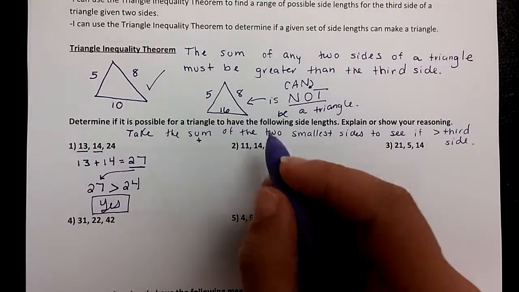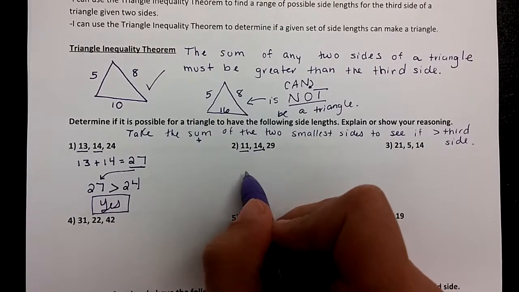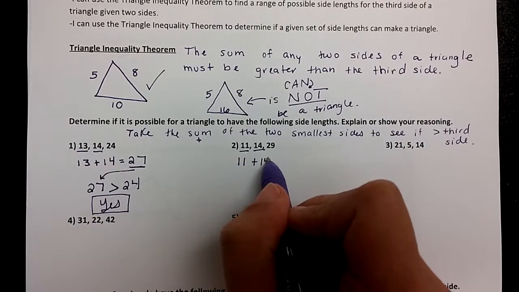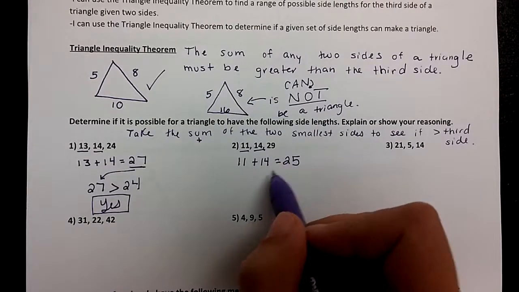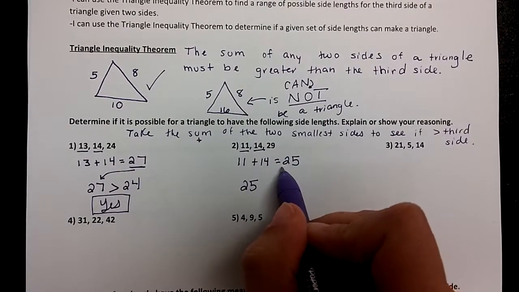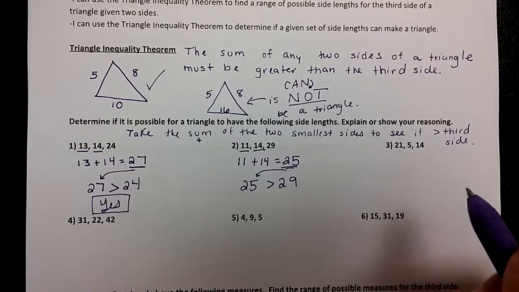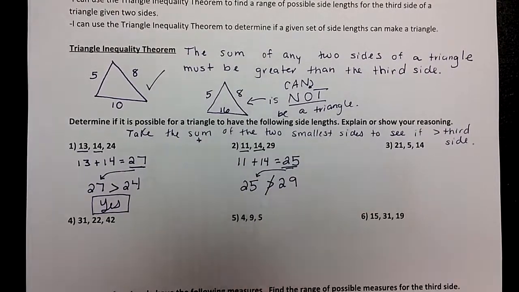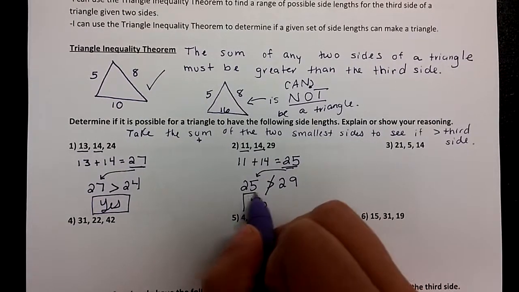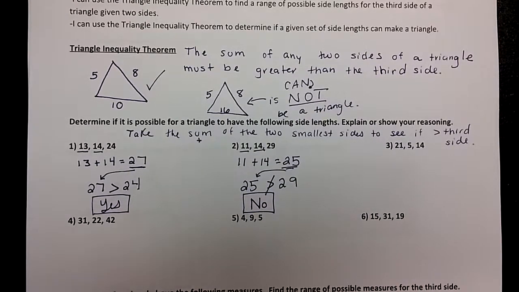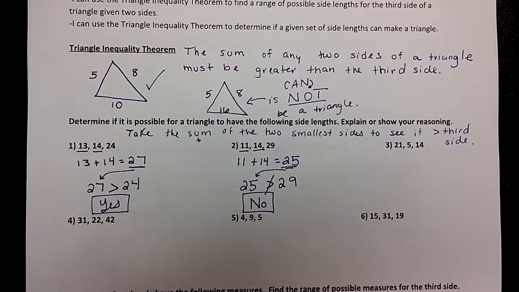So let's check the next example. So I'm going to sum the two smallest sides. The two smallest sides here are 11 and 14. So 11 plus 14 is 25. So now we have to check, is 25, the sum we got, greater than the third side, which is 29? Well, in this case, 25 is not greater than 29. So no, it is not possible for this to be a triangle. The directions say determine if it's possible to be a triangle. In this case, no, it is not.